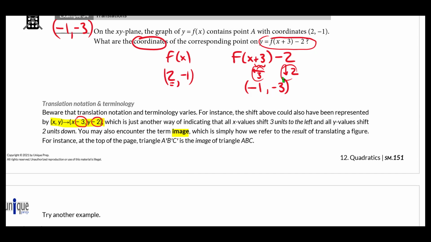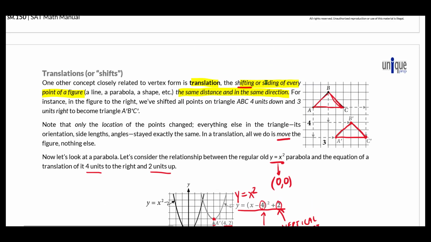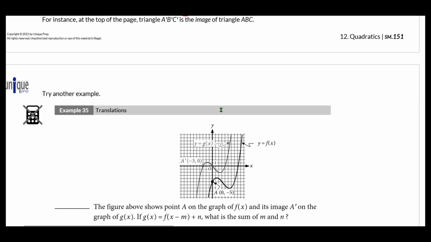Left 3, down 2. So we could indicate that left 3, down 2 shift by saying that our xy coordinates are going to go to x minus 3, y minus 2. We're taking 3 away from all of our x coordinates and 2 away from all of our y coordinates. We also might see the term image. Image just means the result of a translated figure. So again, at the top of this page, we saw triangle ABC shift down 4, right 3, and become this new triangle. Well, this new triangle and all the points on it would be the image of the original triangle.